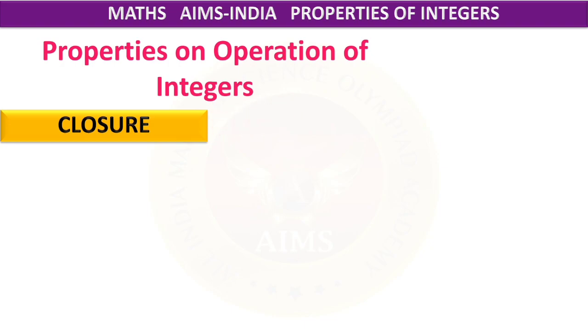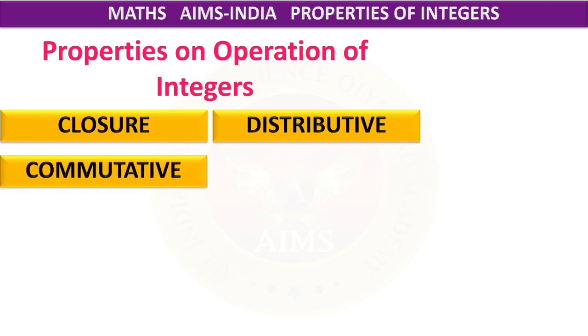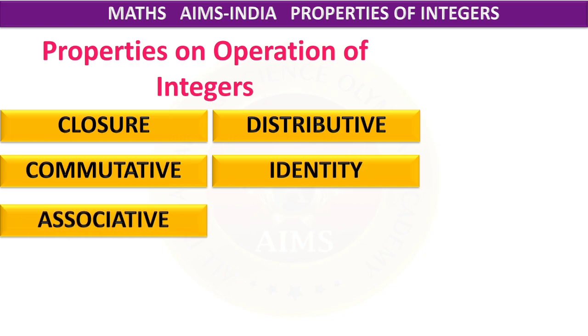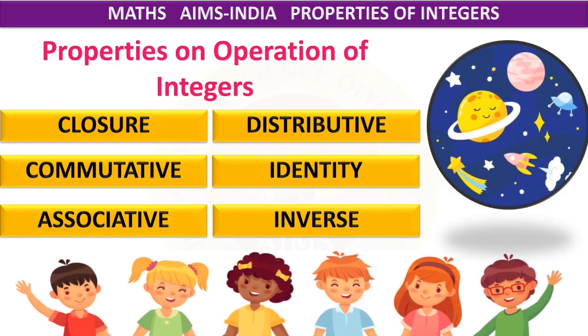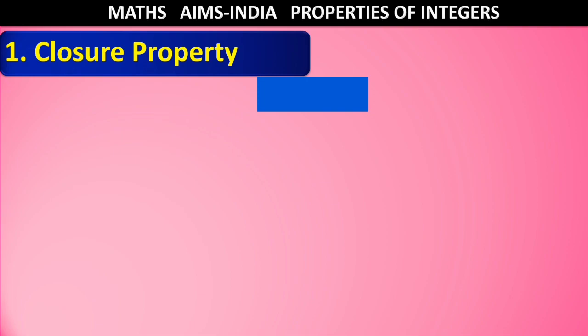We have 6 types of properties. The first one is closure property, distributive property, commutative property, identity, associative property, and inverse. Okay class, these are the 6 types of properties which we are going to see today and how they apply to integers. Coming to the first one, closure property.